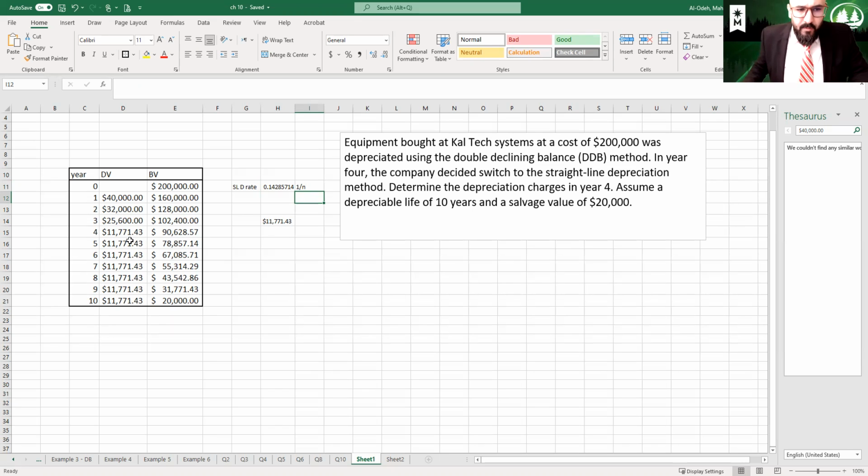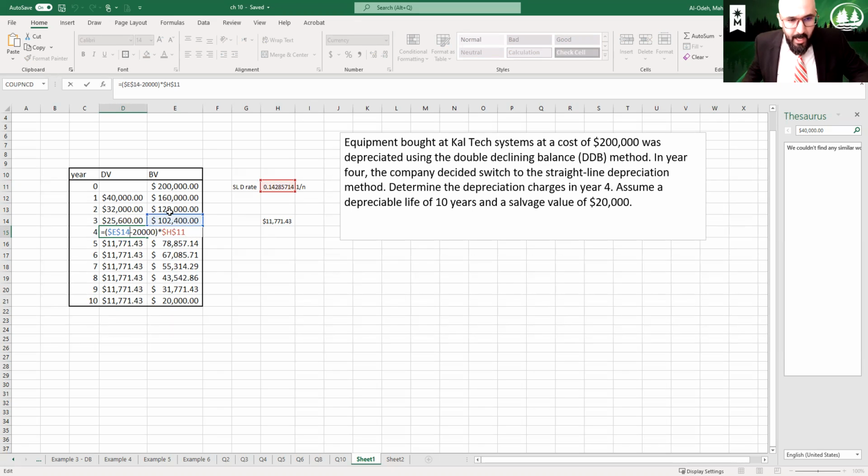Now in order to find the depreciation value, it would be equal to the initial cost, which we have here as 102, not the 200, because we used the asset for 3 years, and now we're going to use the 102 as the value for that asset. So 102 minus the 20,000, that's the salvage value, times the rate that we calculated there, and that will give you the asset will depreciate by 11,771. So that would be the answer for the question.